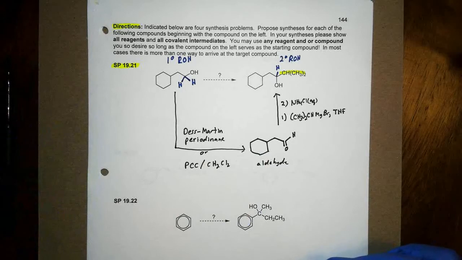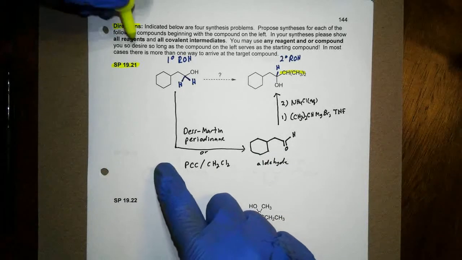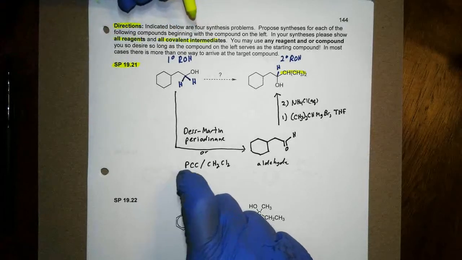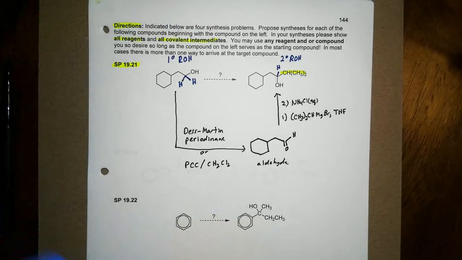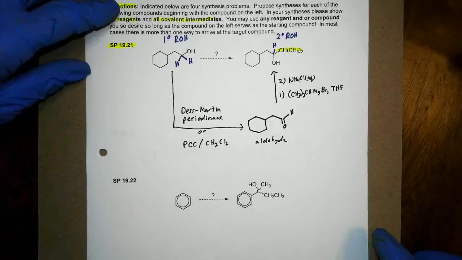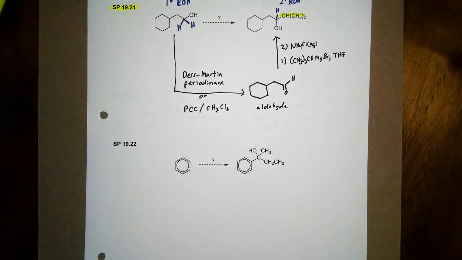So, folks, everything that I've done here is exactly what the directions said. We have all the reagents and all the covalent intermediates. Okay? All right. So that's a synthesis problem. Now, the next problem is there's more than one way to do it. Probably have to think back to your chapter 16 when we were learning about Friedel-Crafts.